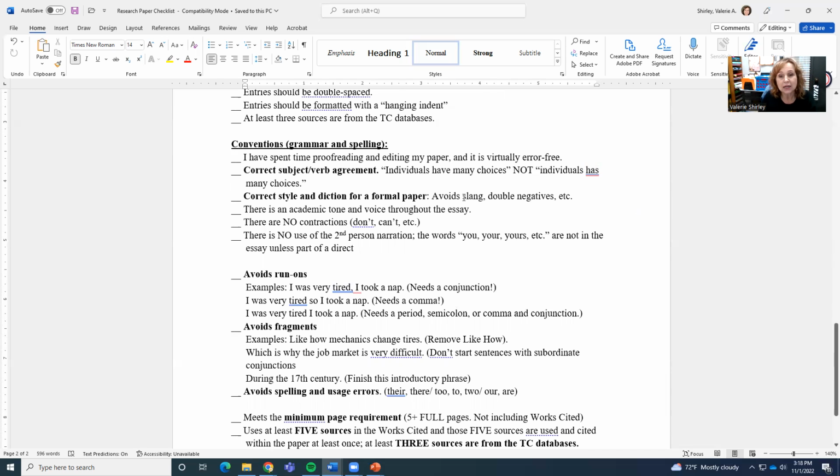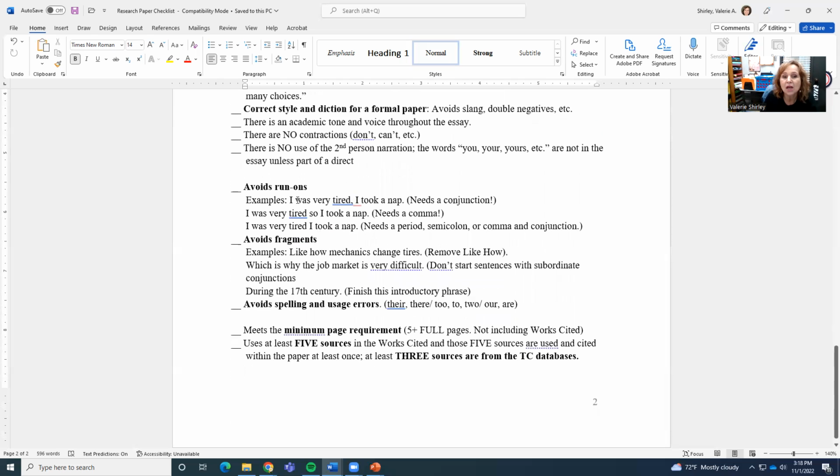We'll make sure we don't use any slang language. "I'm not gonna be doing anything." "I'm not fixing to do anything." And of course, no double negatives. "There are not no double negatives in your paper." We don't use contractions. I know that sounds weird, but it is academic voice. And then you also don't use second person narration. You don't use the words you, your, yours, unless it's part of a direct quote.